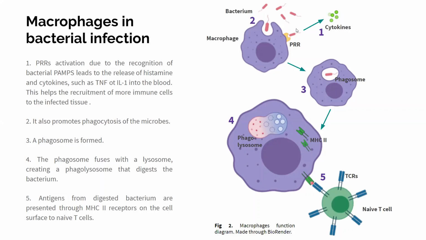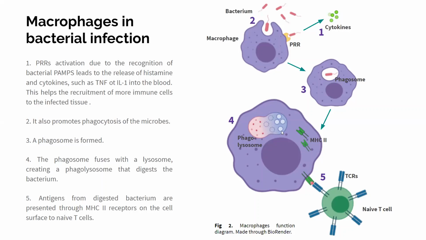Second, PRR activation also enhances phagocytosis. So a phagosome is formed in the macrophage, which is basically a vacuole containing the bacterium in this case. Later, the phagosome is fused with a lysosome that contains enzymes, forming a phagolysosome, where the bacterium is digested.